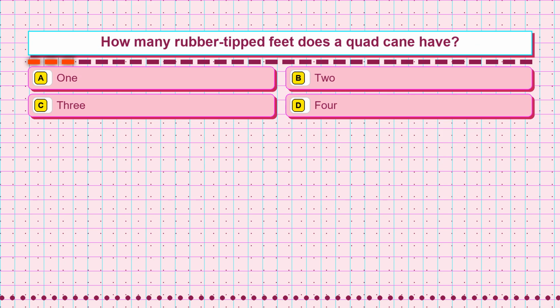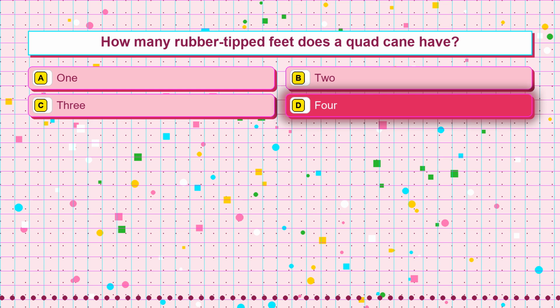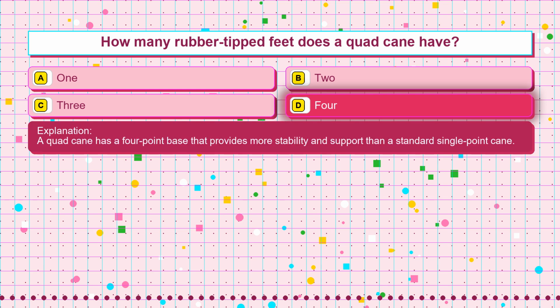Question 53. How many rubber-tipped feet does a quad cane have? Option A, 1. Option B, 2. Option C, 3. Option D, 4. The correct answer is option D, 4. A quad cane has a 4-point base that provides more stability and support than a standard single-point cane.